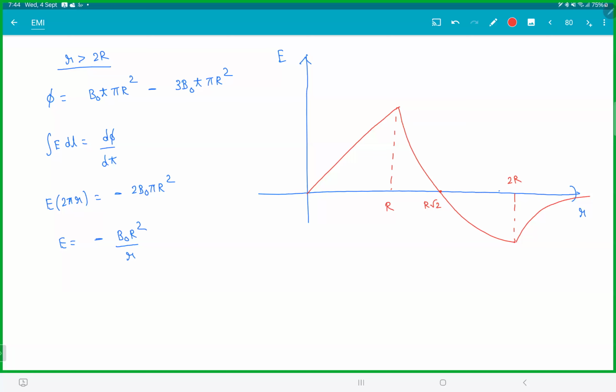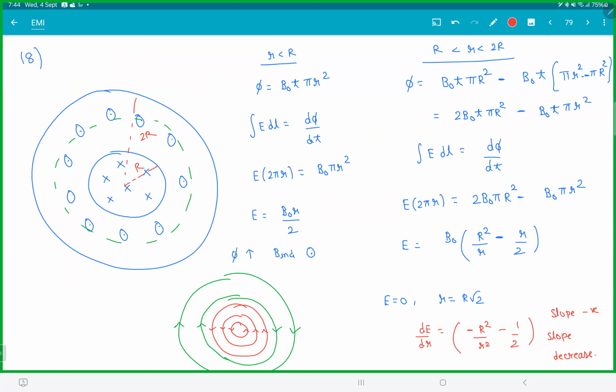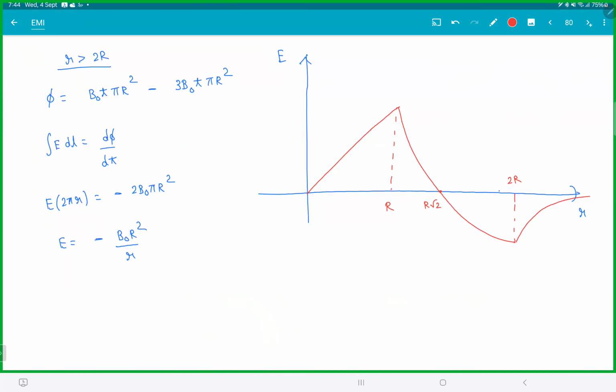Is that clear, everyone? So the second part of the graph, you have a decreasing function whose slope is negative and the slope ka value is tending towards 0. 0 nahi, exactly. If small r tends to infinity, the slope should become minus half types. So it is decreasing, that much I know. And after that, it's a 1 by R function. Clear, everyone?